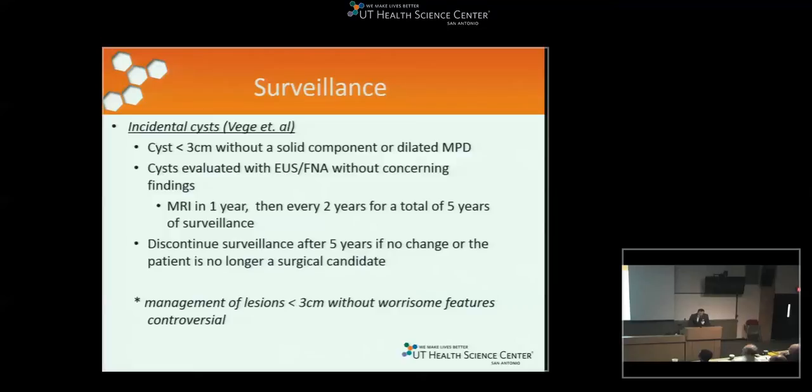So in terms of surveillance, also a bit of a controversy, cysts less than 3 centimeters without a solid component or dilated main pancreatic duct, as well as cysts evaluated with EUS over initial concern, but found to have no concerning findings, you repeat the MRI in 1 year, then every 2 years for a total of 5 years. If the cyst remains stable or if the patient is no longer a surgical candidate, it's the recommendation that you can discontinue at that point. As I've mentioned a couple times, the management of lesions less than 3 centimeters without worrisome features is a bit controversial, as in some studies, 2 centimeter cysts have had up to 10% risk of invasive cancer.